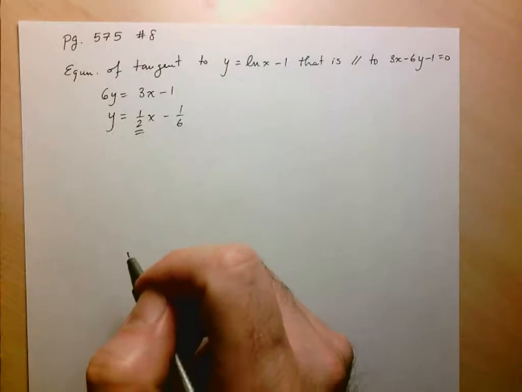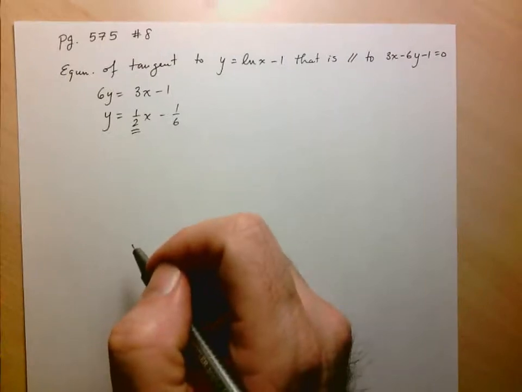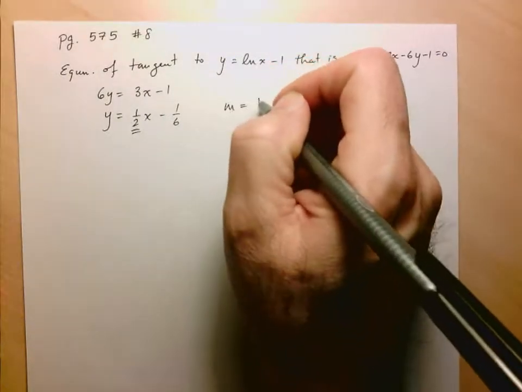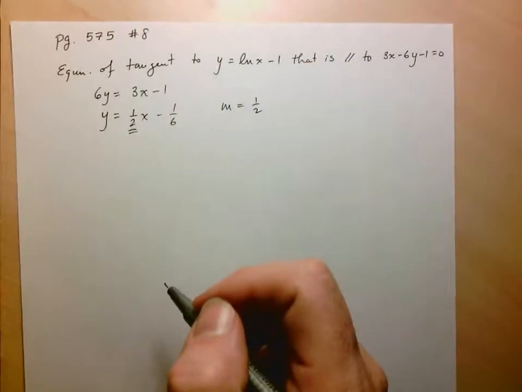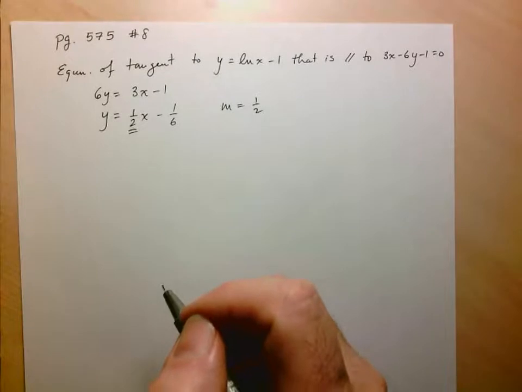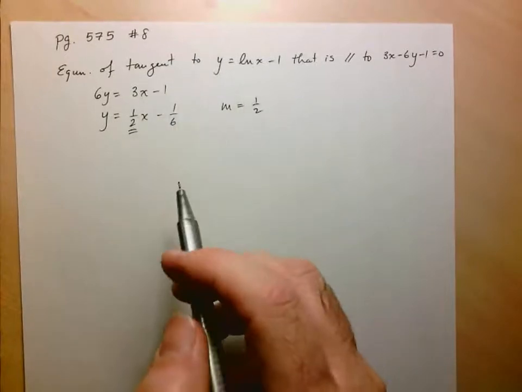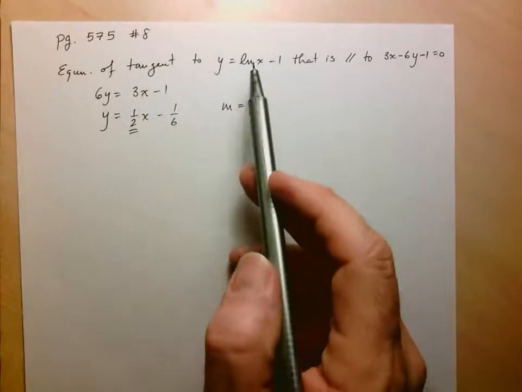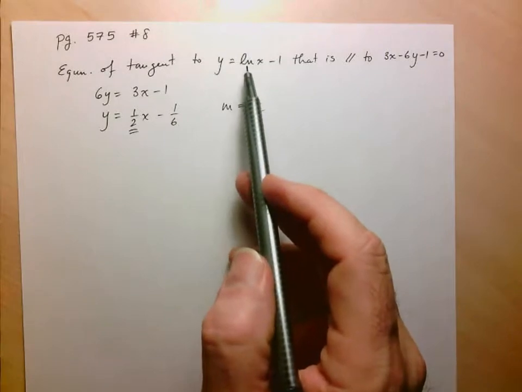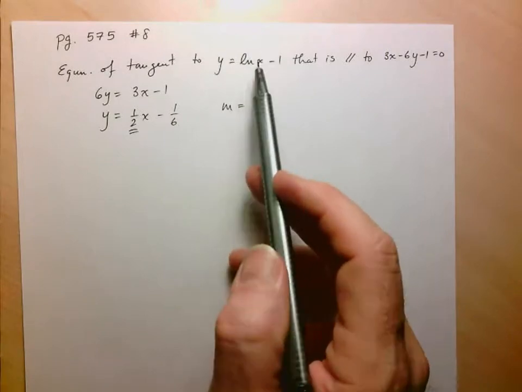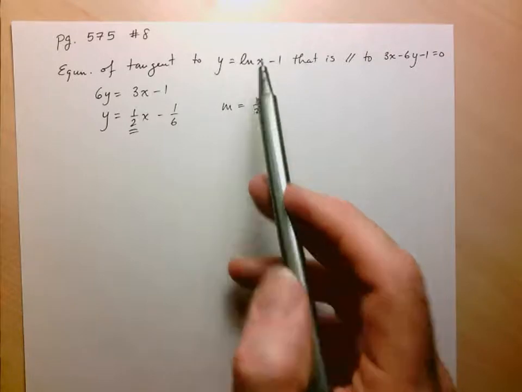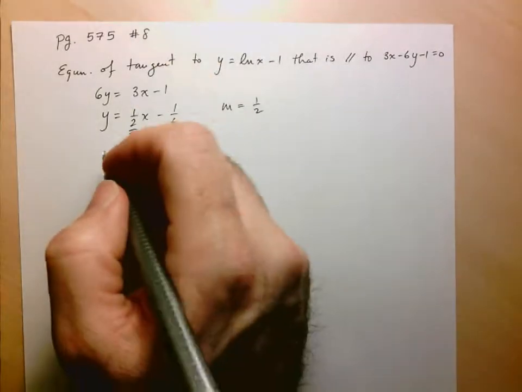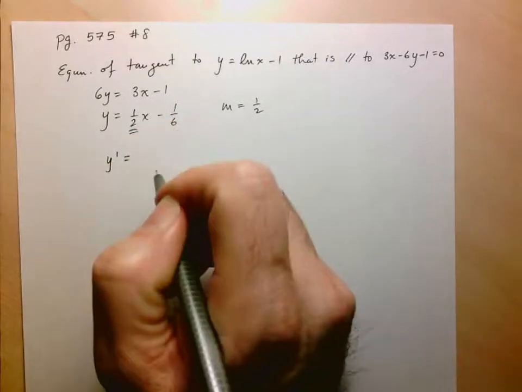But that's really the only thing I'm interested in. So I know that the slope of my line is going to be equal to 1/2. The next goal is to determine a point on this line. I'm going to determine the point that the tangent and the curve share. That means I need to determine an x value for which the derivative of this function, which of course is what gives me the slopes of the tangents, is equal to 1/2.